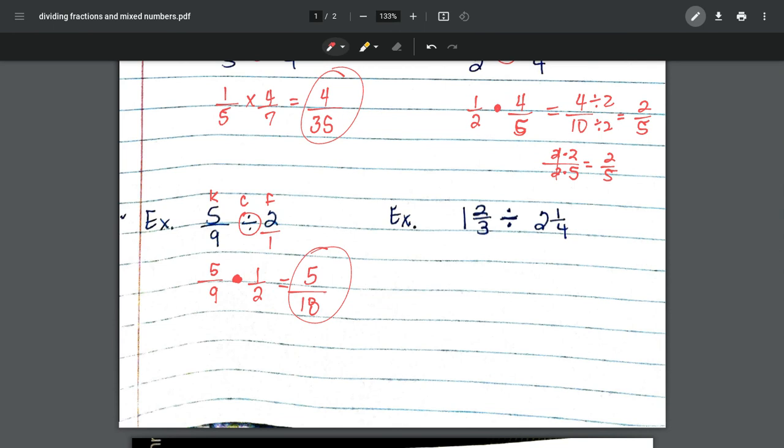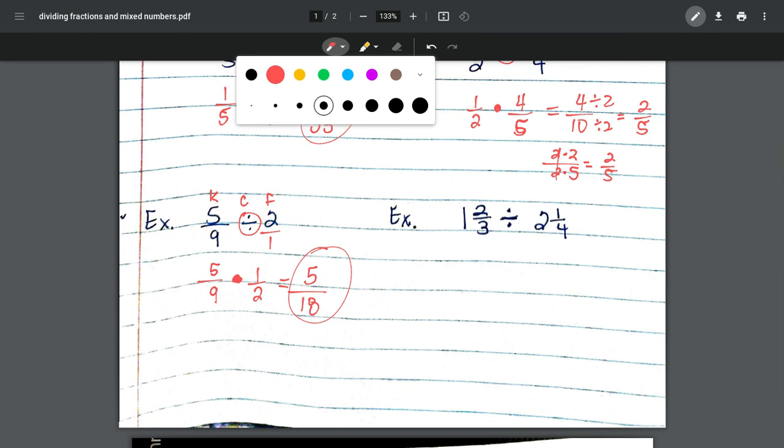Now, the next example, you've got to clear out the mixed numbers because remember, you can only do top times top and bottom times bottom. So you can't have a whole number part, okay? You can't have a mixed number. So I'm going to fix both of those before you try to do any keep, change, flip, okay? You can only keep, change, flip if you only have a top and a bottom, a numerator and denominator.